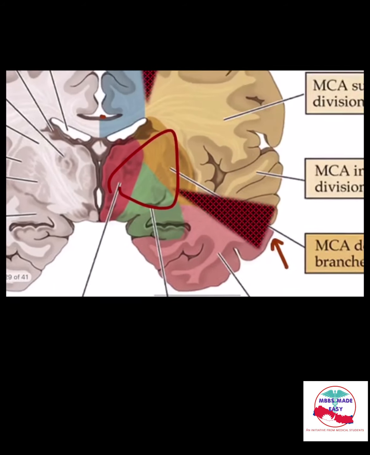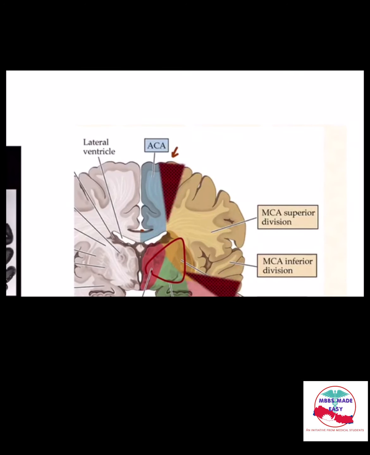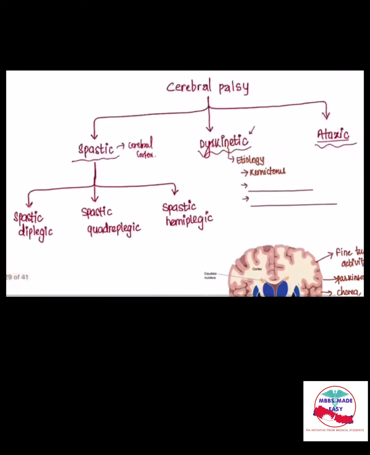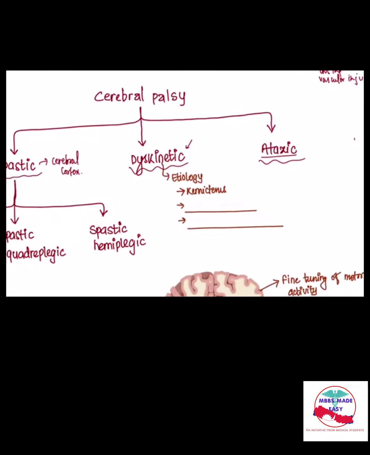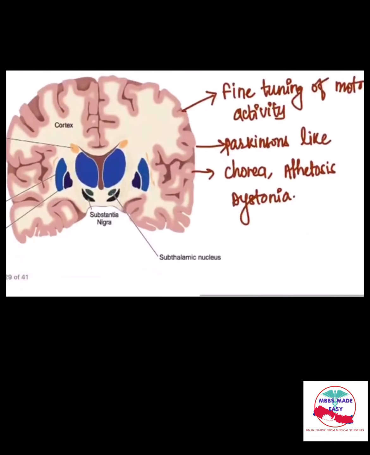So damage to the thalamus, putamen, globus pallidus. Indirectly I'm saying that if there is any type of damage to the basal ganglia, which is typically associated with the fine tuning of the motor activity, hence you will have diseases like Parkinson's. So it is shown here.